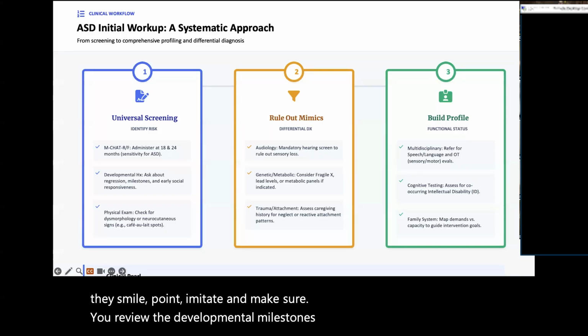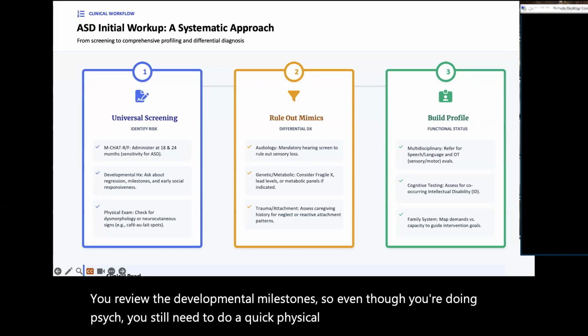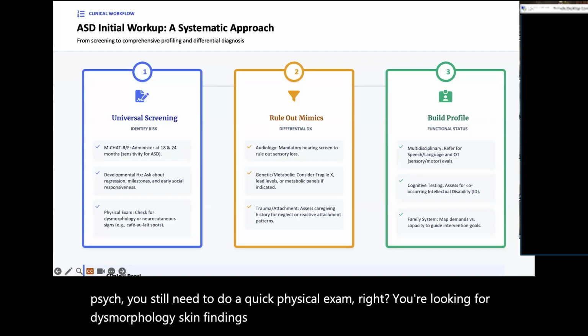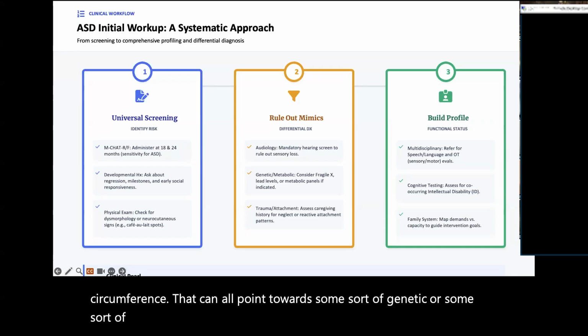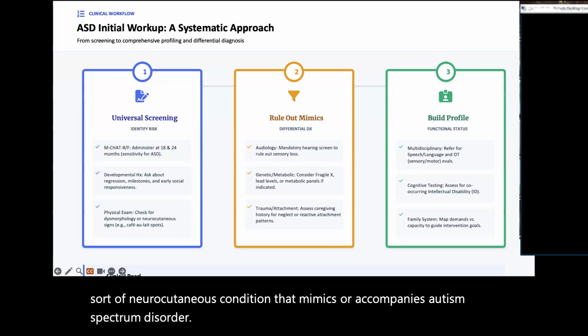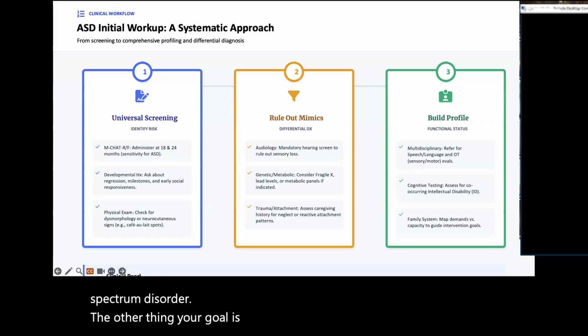So even though you're doing psych, you still need to do a quick physical exam, right? You're looking for dysmorphology, skin findings, café au lait spots, abnormal head circumference. That can all point towards some sort of genetic or neurocutaneous condition that mimics or accompanies autism spectrum disorder. The other thing that's helpful to do is to rule out mimics.